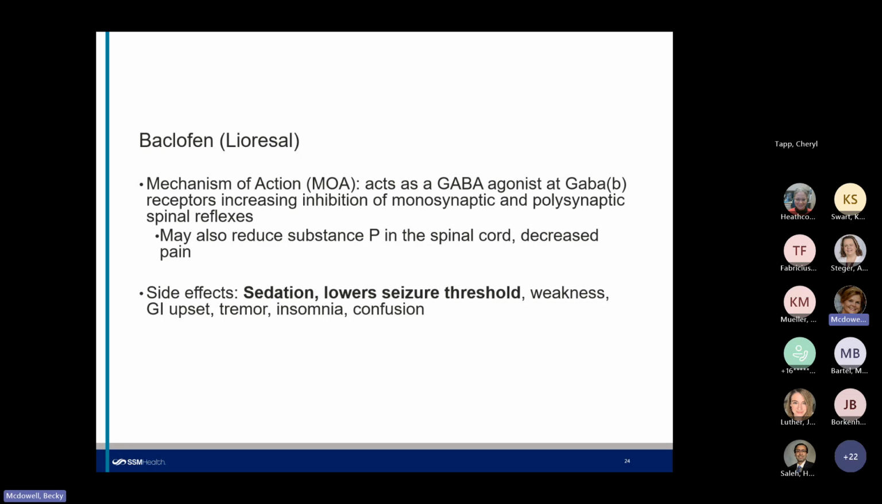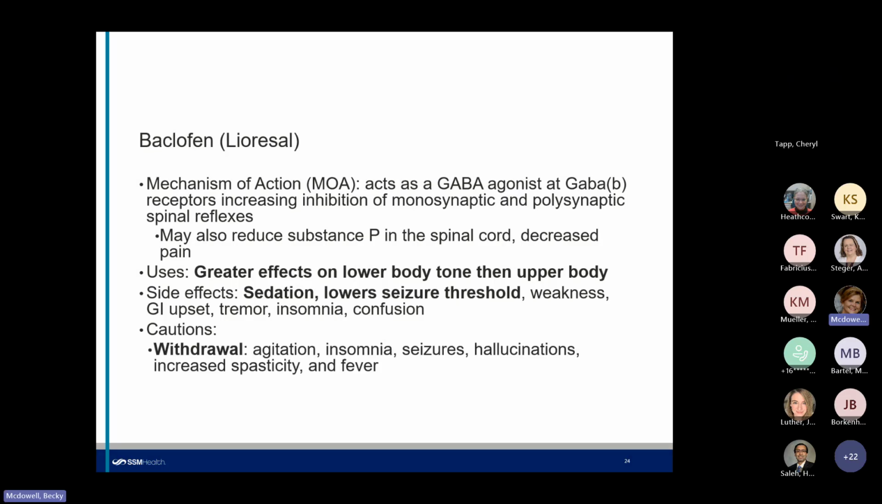So if you have somebody with a traumatic brain injury or stroke, and they have a history of seizures, you might not want to give them baclofen because they might get more seizures. So those are things you need to consider, especially in the inpatient setting. Another thing with baclofen is it mostly helps the lower extremity. It does help the upper extremity some, but it's more focused on the lower extremity for whatever reason.